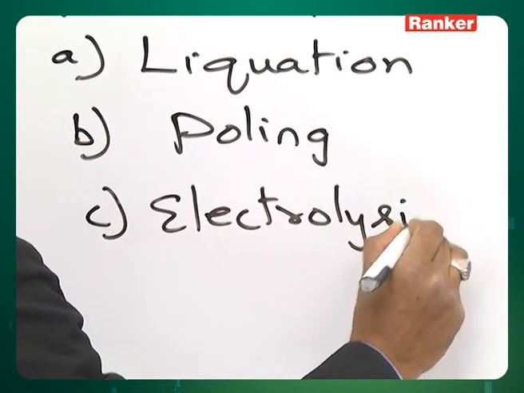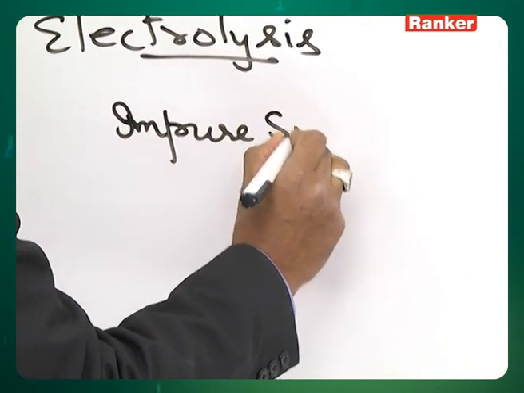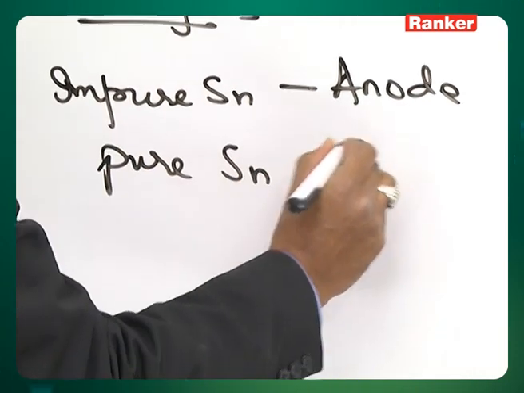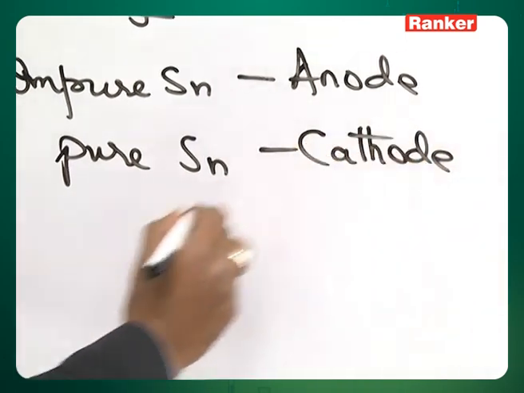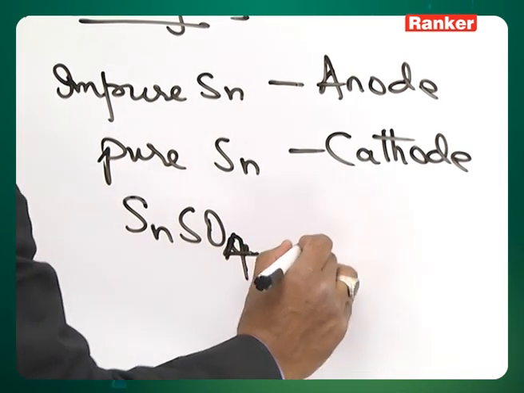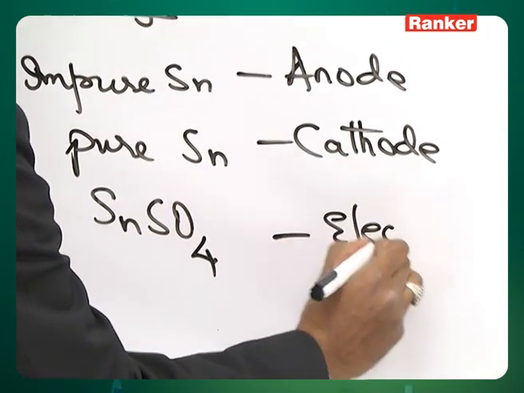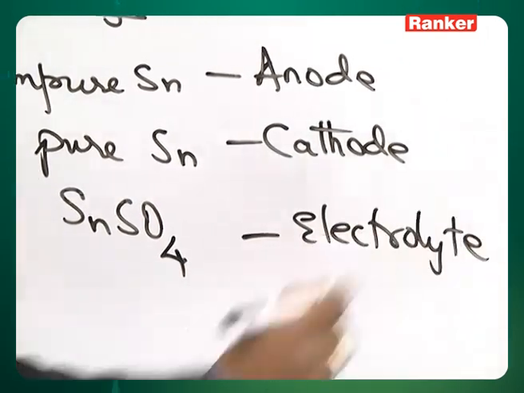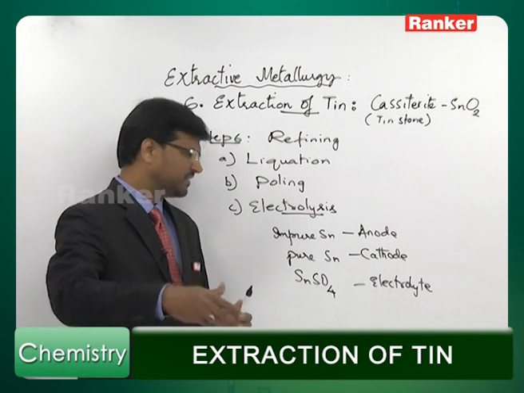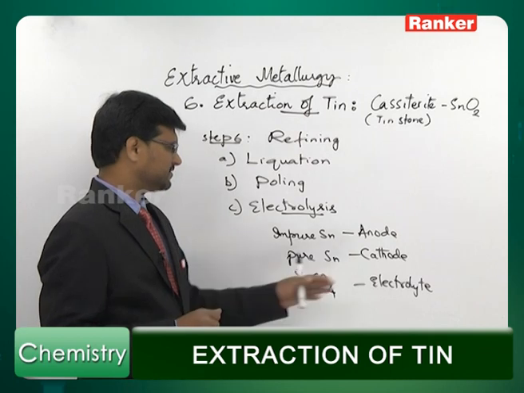electrolysis. Here impure tin acts as anode, pure tin acts as cathode, and SnSO4 behaves as electrolyte. So on passing current, Sn dissolves in the electrolyte as Sn2+ due to oxidation, and then Sn2+ will get discharged at the cathode, and the cathode grows in size. In this way, tin is purified.